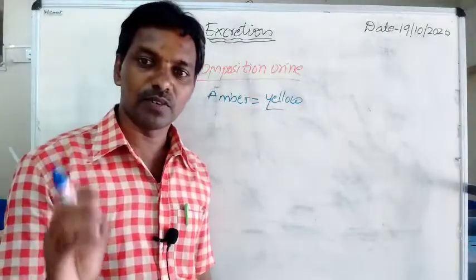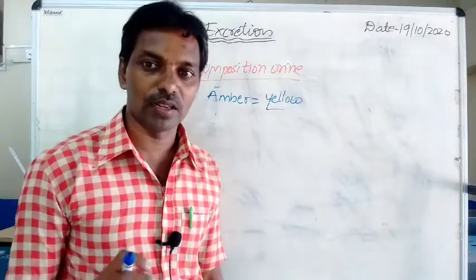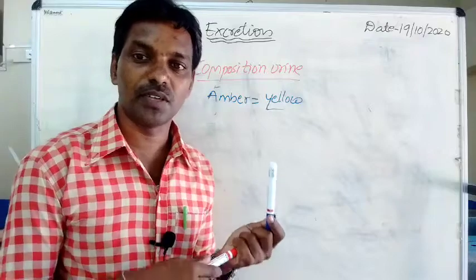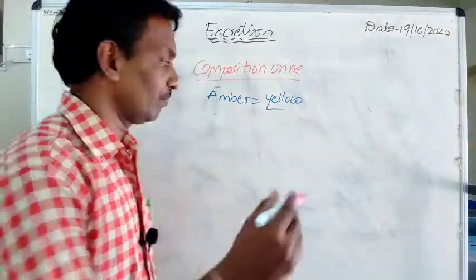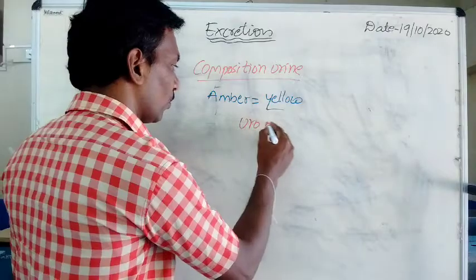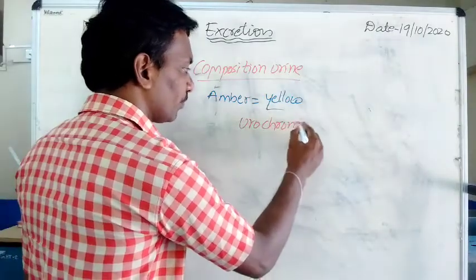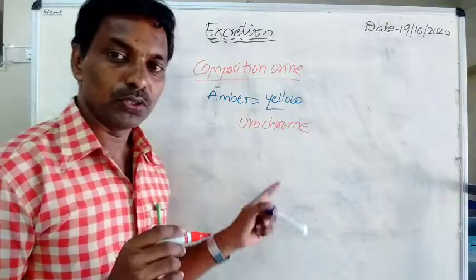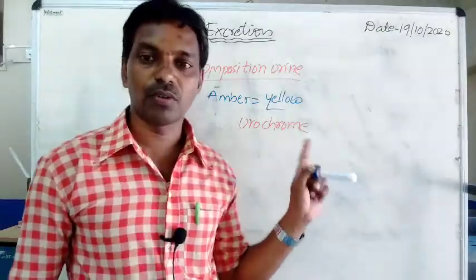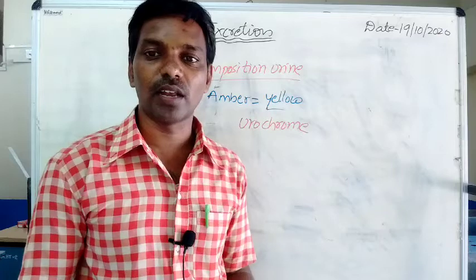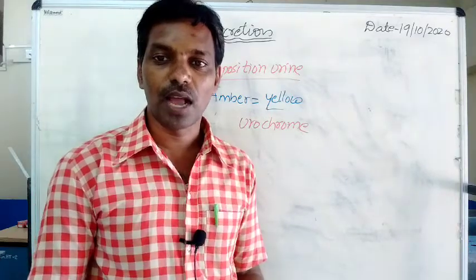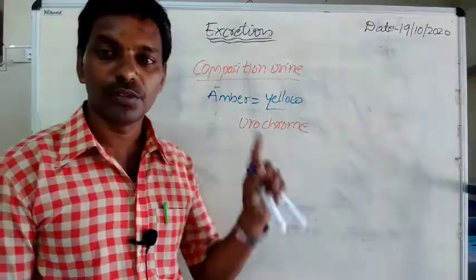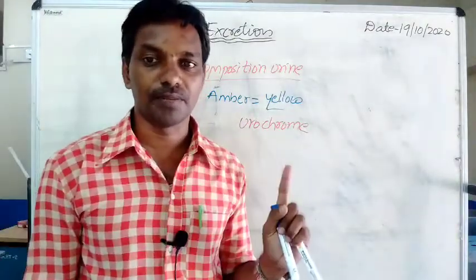What is the reason for urine being yellow in color? In the urine, there is a substance which we call urochrome. Due to the presence of urochrome, urine is yellow in color. So, amber or yellow color, due to the presence of urochrome in our urine.